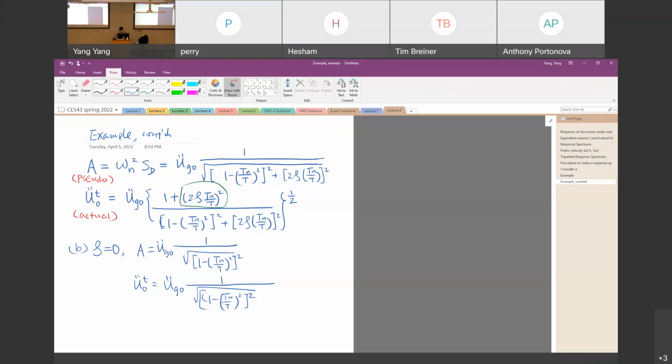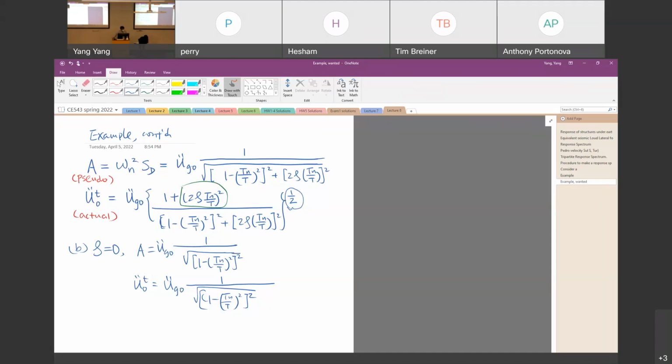This is part B. Professor, for the actual, isn't the whole thing square root? Yes, the whole thing is square root. And the whole thing needs to be square root. As you can see, it's a half order. Yes, everything needs to be square root.